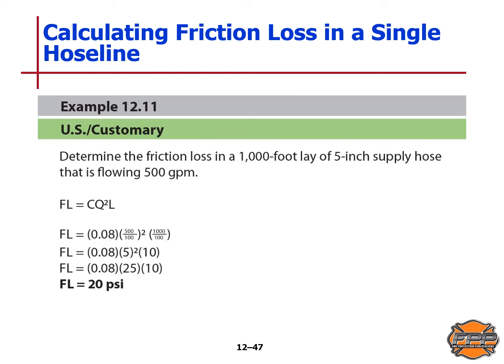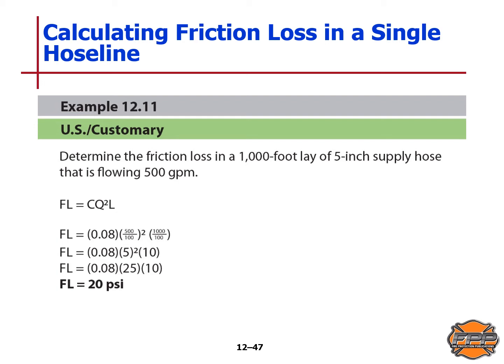Now let's determine the friction loss in a 1,000-foot lay of 5-inch supply hose that is flowing 500 gallons per minute. The friction loss equals CQ squared L, our standard formula. So friction loss equals 0.08, which is our coefficient, times 500 divided by 100 squared, times 1,000 divided by 100. That gives 0.08 times 5 squared times 10, which is 0.08 times 25 times 10. So your friction loss is 20 psi.